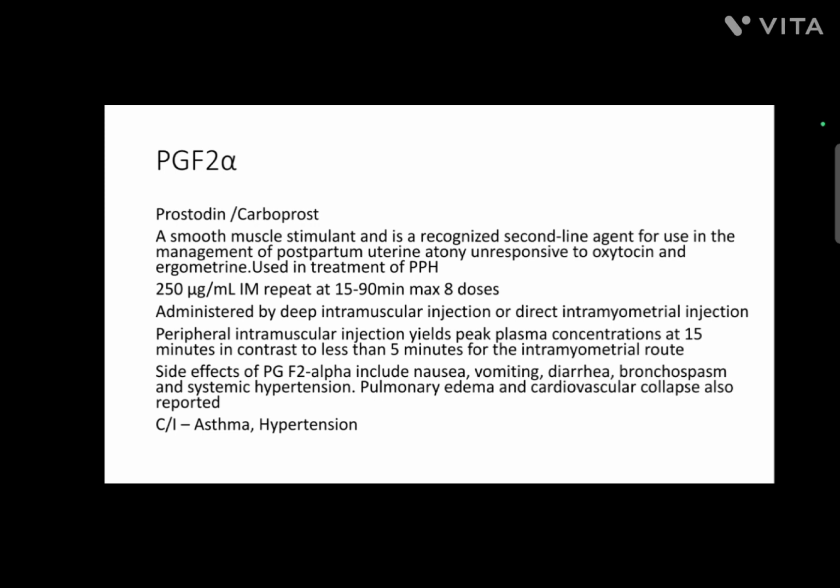And every 15 to 90 minutes you can repeat the doses, maximum of 8 doses. Side effects of this prostaglandin: before giving this injection, better ask your patient about any cough or COPD issues or any asthmatic issues, because it will cause bronchospasm, and also systemic hypertension if they have very severe hypertension, and also it will result in pulmonary edema, and cardiovascular collapse is also reported in some cases. So better to avoid in asthma cases and hypertensive cases.